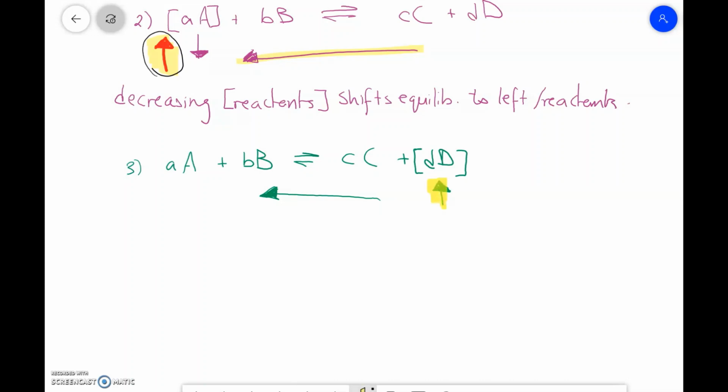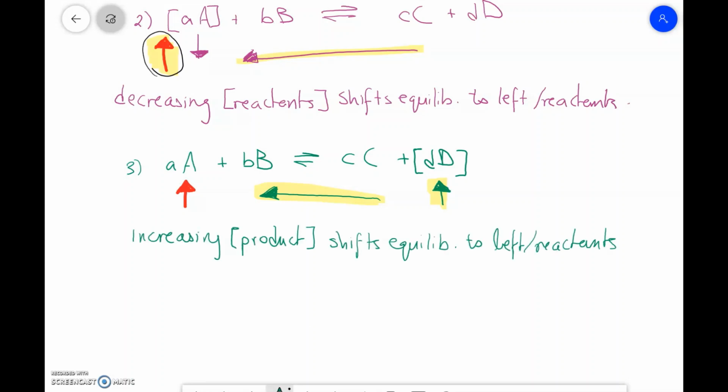So by increasing the concentration of the products, the equilibrium shifts towards the reactants, which in return increases the concentration of the reactants. And all of this is just to create that equilibrium once again. Even though initially we had the products increasing in concentration, that increase causes the equilibrium to shift towards the opposite side, which in return increases the concentration of the reactants.